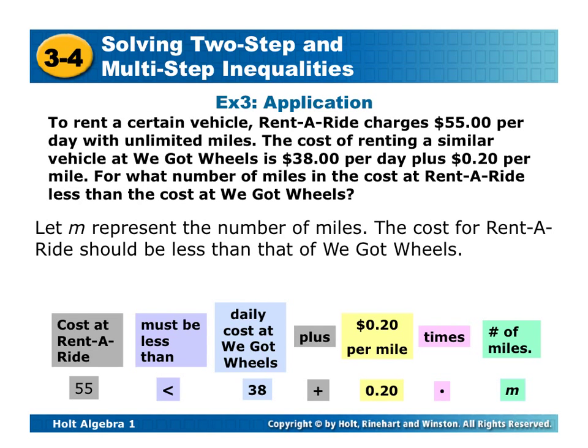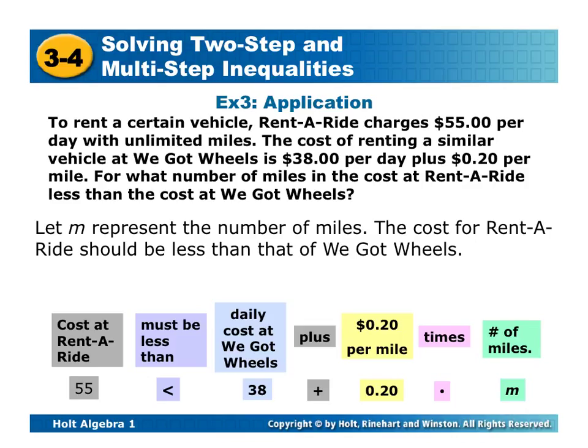Now let's look at a real-life application. So here, to rent a certain vehicle, Rent-A-Ride charges $55 per day with unlimited miles. Meanwhile, the cost of renting a similar vehicle at We Got Wheels is $38 per day, but they charge you 20 cents per mile. For what number of miles is the cost at Rent-A-Ride less than the cost of We Got Wheels? So if you look at the bottom here, they have that it's $55, has to be less than what it would cost at We Got Wheels, which would be the 38 plus the 20 cents per mile.